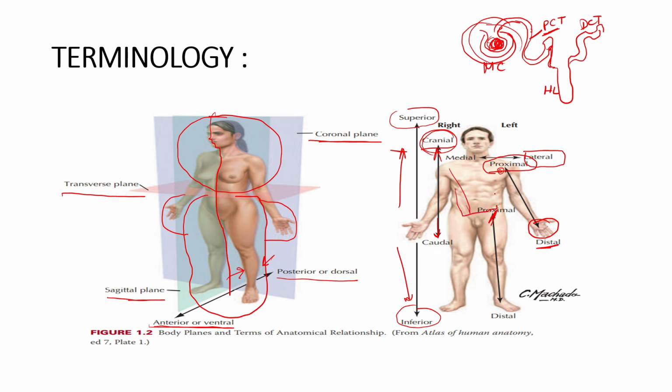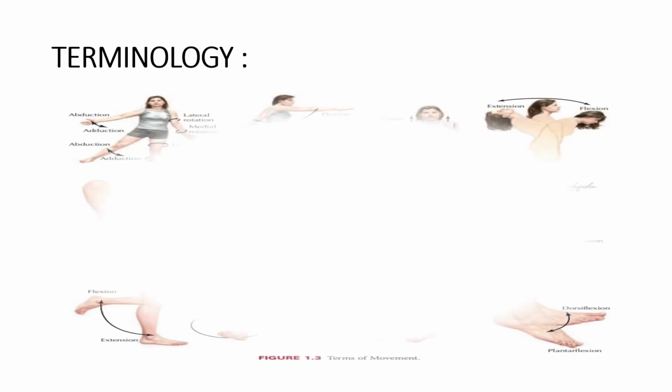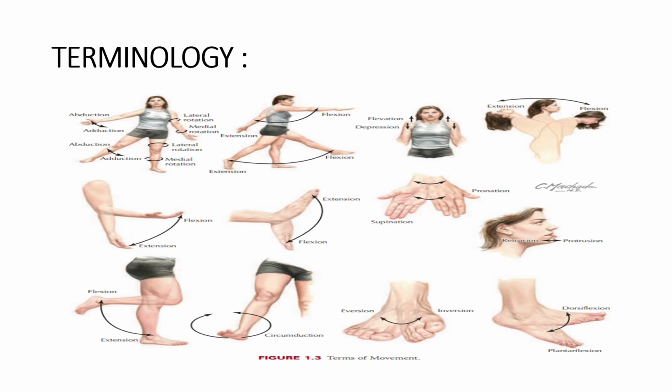Now this is proximal region to our thorax. Okay, this is our thorax or body part. So nearer to body means proximal. Our feet is far from the thorax, so it is called distal. So these are the body planes and the terms of anatomical relationship. Next slide shows us the movements, terms of movements, which kind of movements we used to do.